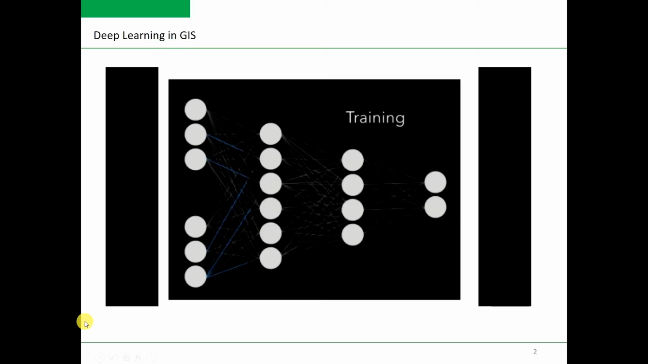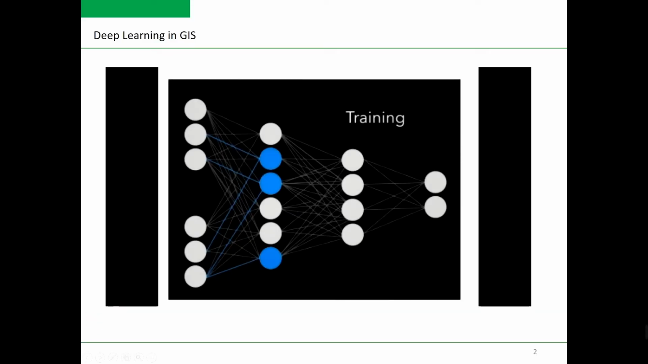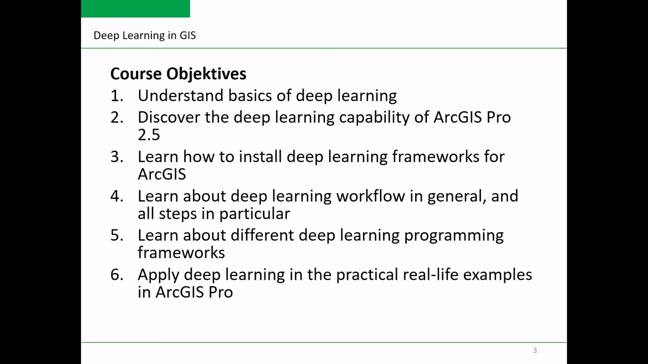Deep learning is a type of machine learning that relies on multiple layers of nonlinear processing for feature identification and pattern recognition described in a model. Deep learning models can be integrated with ArcGIS Pro for object detection, object classification, and image classification, both object-based and pixel-based image classification. During this course, you will learn the following.